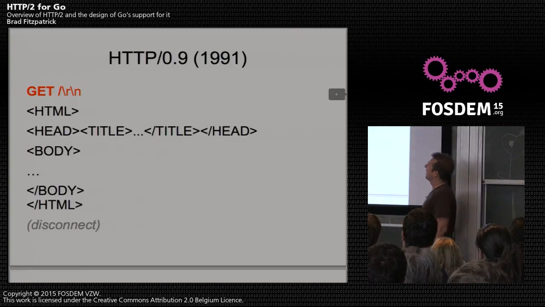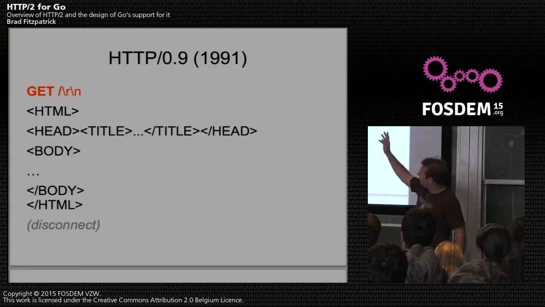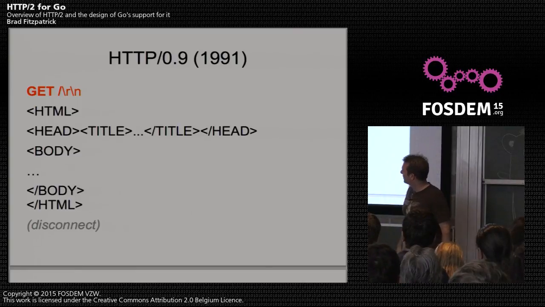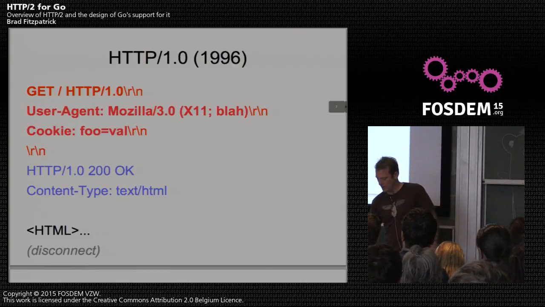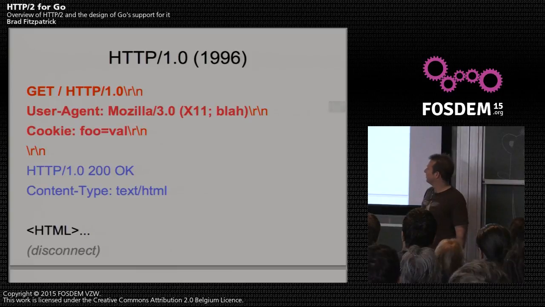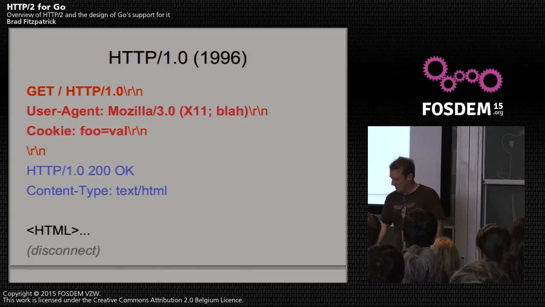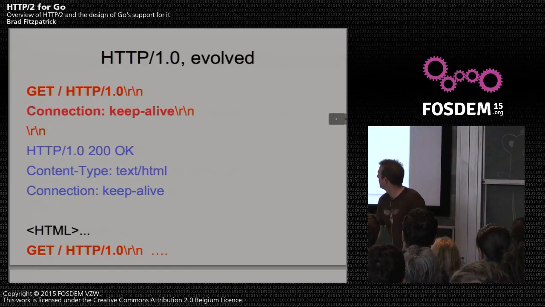Then HTTP 0.9, like 91, you basically just sent one line. There were no content types really. Everything was, I guess, HTML. 1.0 started adding some headers. You could send some key-value pairs on your request and get some key-value pairs in your response. You have different content types. It evolved kind of slowly.